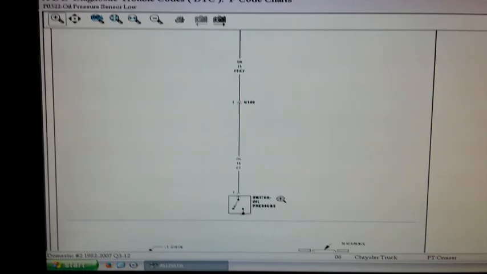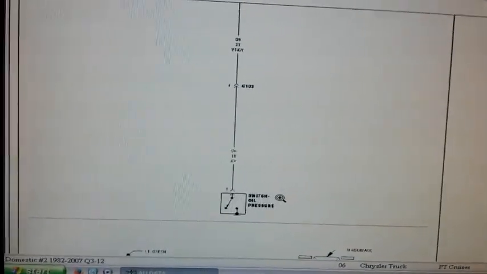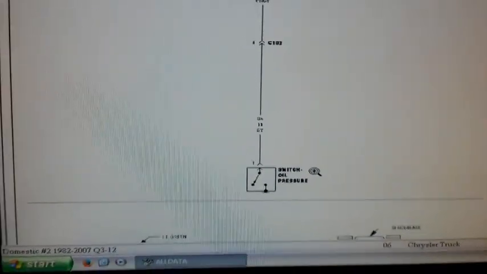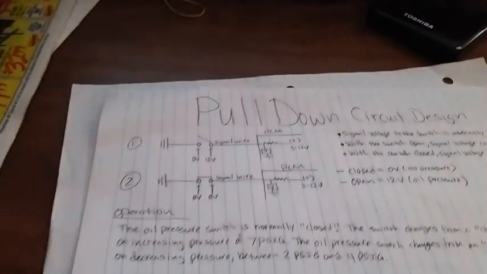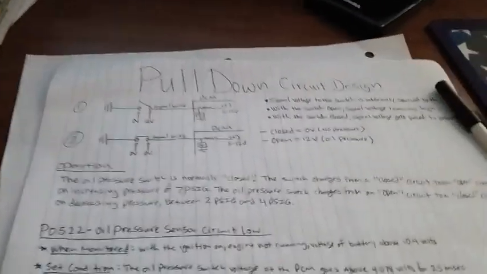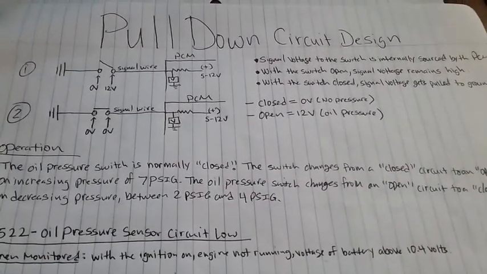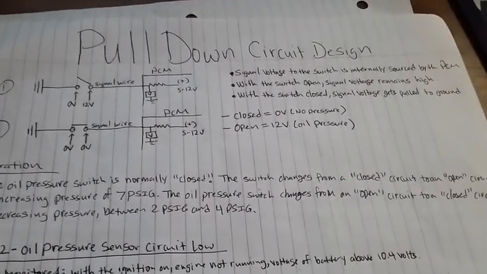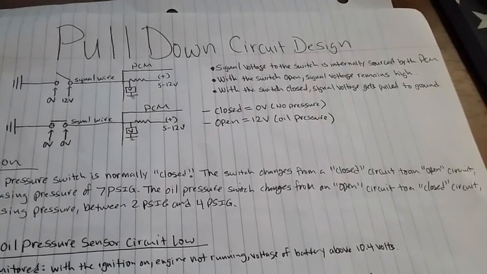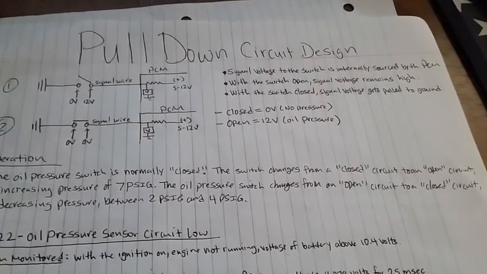Alright, the next thing I'm going to show you guys, which I did right here on a piece of paper, is some details I wrote down about the circuit. Like I said, it's a pull down circuit design. The signal voltage to the switch is internally sourced by the PCM.